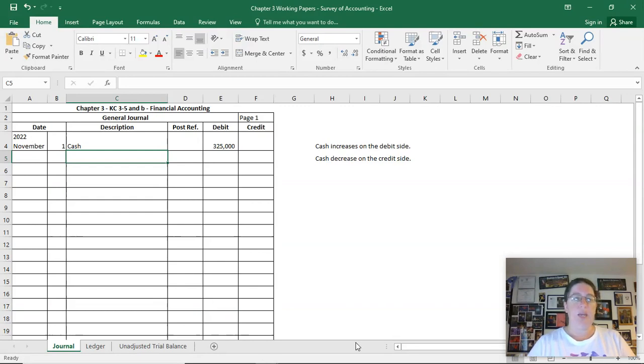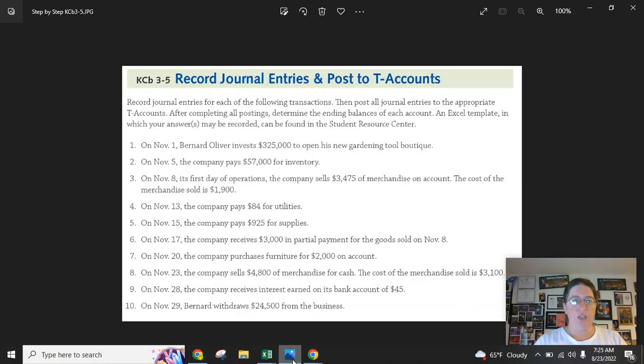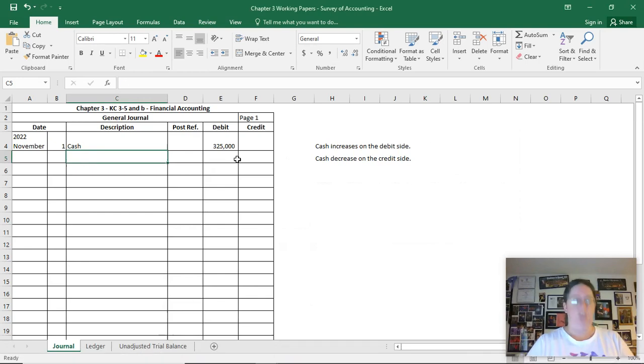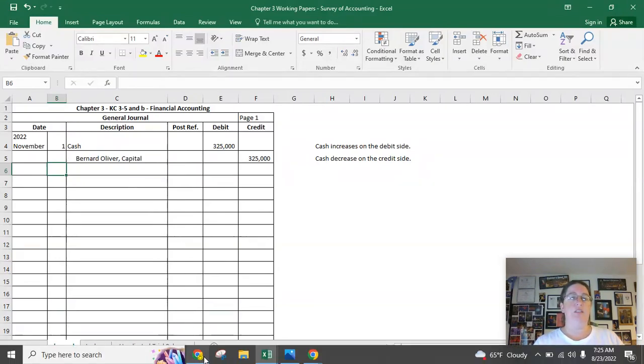We're going to credit capital, but I can't remember the owner's name. It was Bernard Oliver. So Bernard Oliver, capital for $325,000. Now you'll notice that when I typed that in, that automatically indents a little bit. We do want to indent our capital line. And for some of these lines, I have automatic indents. We might have to fix those as we go. I might have put some of them in the wrong spot depending on the problem. This post reference column, we're going to leave this blank for now. We're going to come back to that when we post these to the ledger.